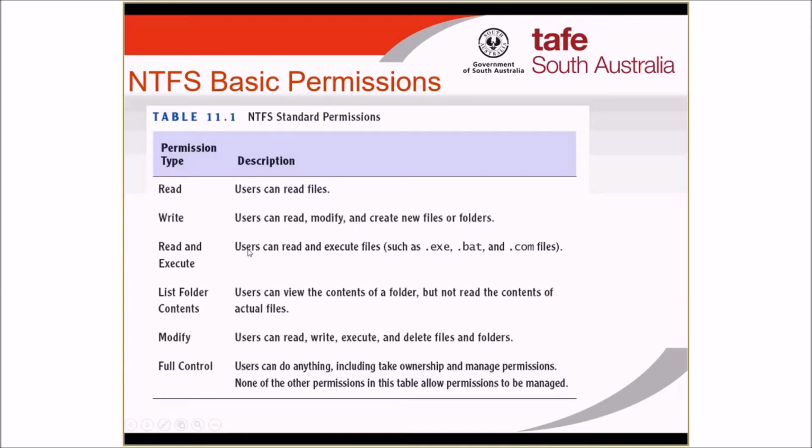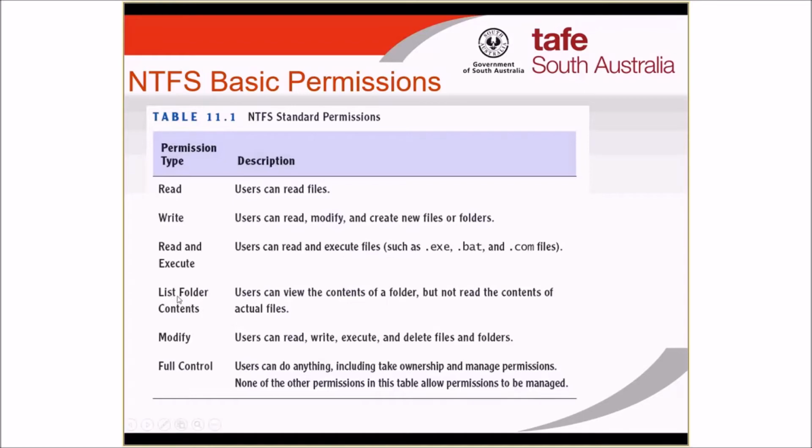We have write, which gives someone all of the read permissions as well as the execute permissions, but also lets someone modify the files and create new files or folders. But if you notice, it doesn't say delete, does it? So if you've got write, you can't actually delete what's there. You can create new things, but you can't delete what's there. There's read and execute, which is one level above read, basically, which allows you all the read permissions plus the ability to execute files which are executable, like exes, bats, and .coms.